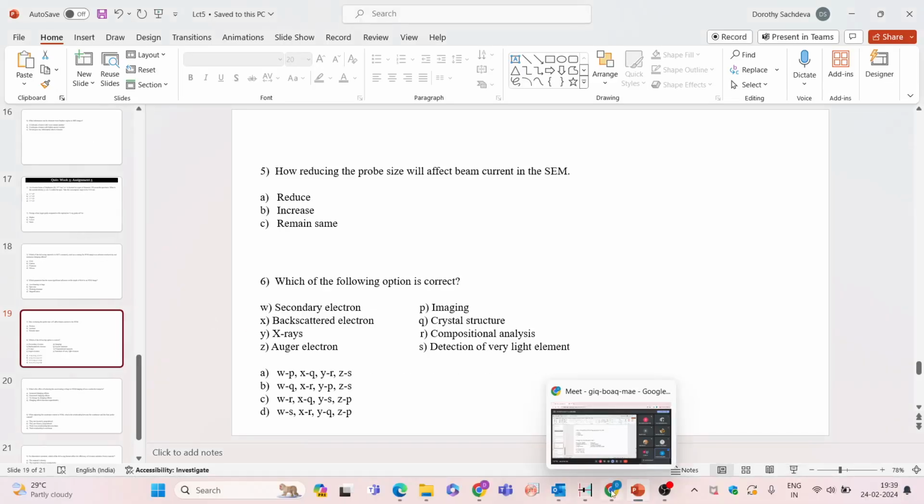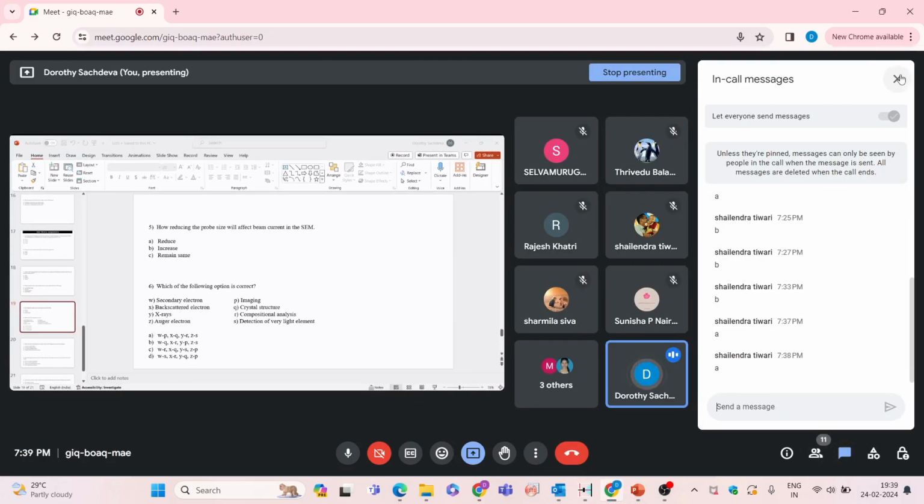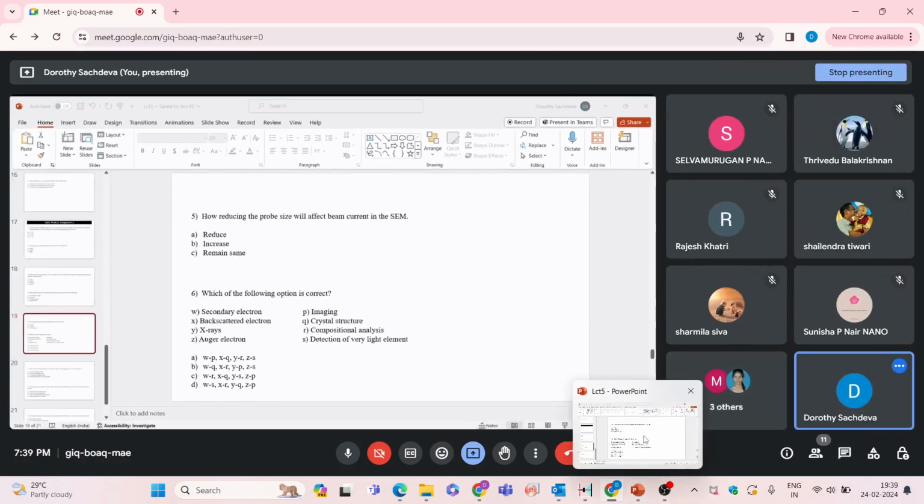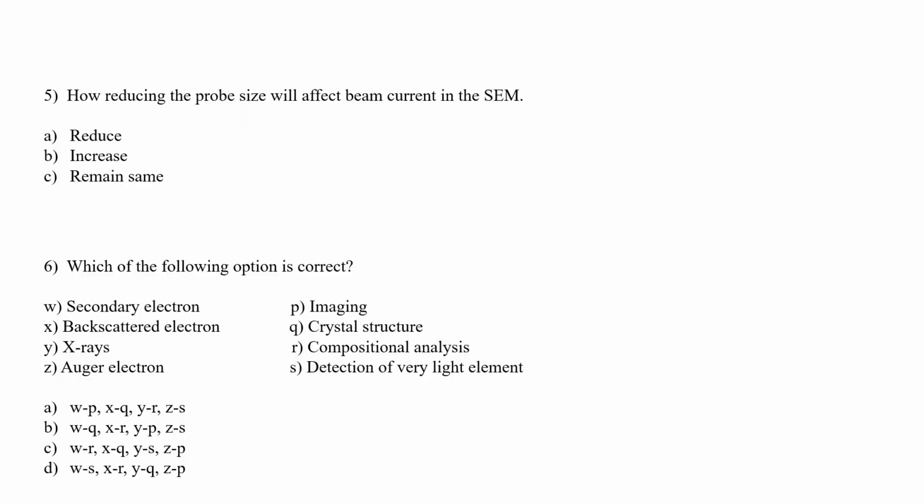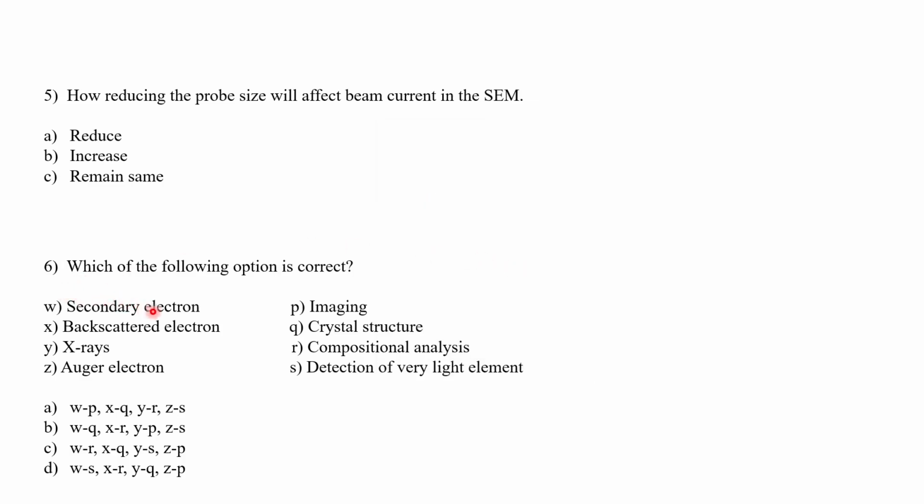Shailendra says option A. He is absolutely correct. For this question number 6, secondary electrons are used for imaging. Back secondary electrons are used for crystal structure. X-rays are used for compositional analysis, and the auxiliary electrons have very low energy and are used for the detection of very light elements. So according to this, option A will be the correct answer.